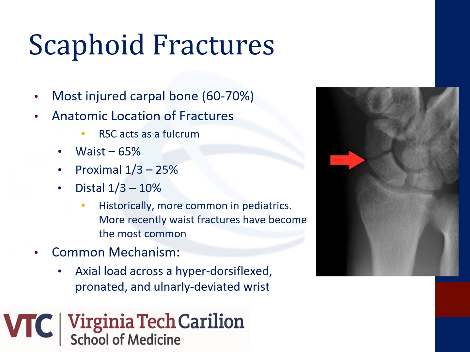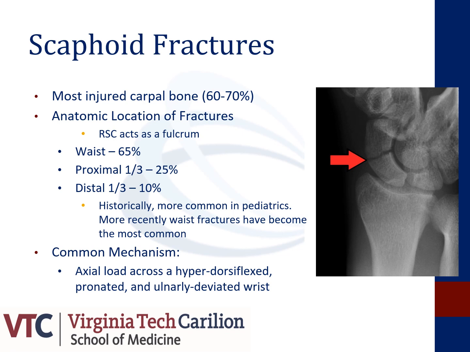So scaphoid fractures, they're the most injured carpal bone. They account for 60 to 70% of all carpal bone fractures. Part of it is due to that radioscaphocapitate ligament. As we had previously mentioned, it acts as a fulcrum. Because of that ligament and its location, that is why the waist is the most common location for fracture, followed by the proximal third and then the distal third.